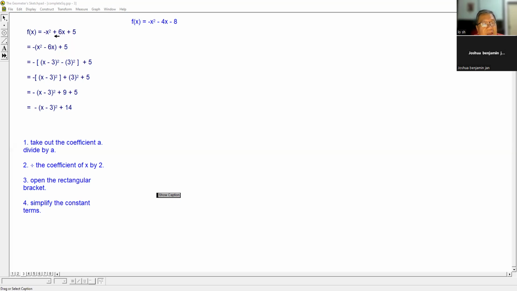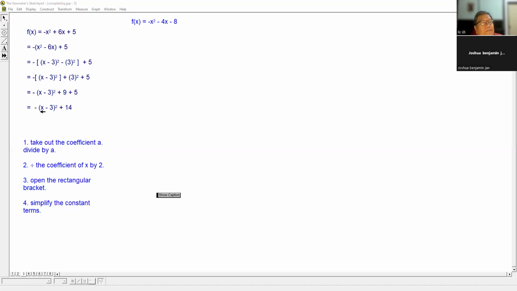Positive 6 becomes -6. So that changes there. Negative sign becomes positive, positive sign becomes negative. That's how we get it. Then the constant term behind, you just leave it like that. So that is the first step: take out the coefficient A. In this case, the coefficient A is -1. So you take out -1.